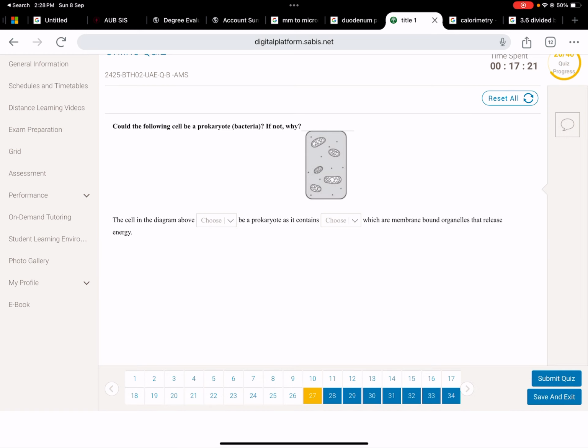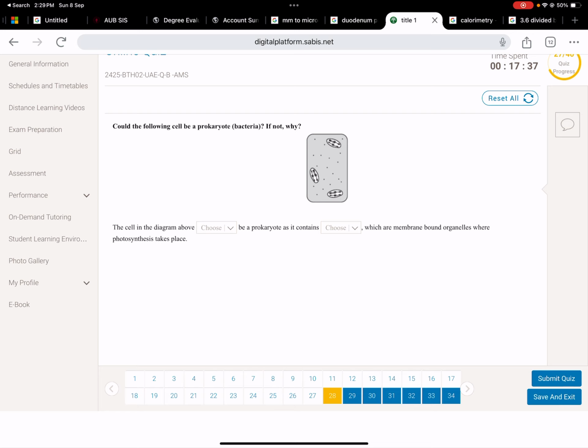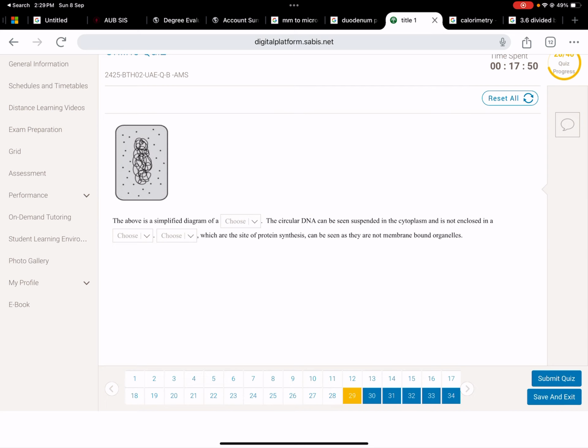So could the following cell be a prokaryote? Remember, what did we say about prokaryotes? Prokaryotes don't have a nucleus, and neither do they have membrane-bound organelles. So this cannot be a prokaryote. Why? Because it has mitochondria, and mitochondria is a membrane-bound organelle. The cell diagram also, it cannot be a prokaryote because they're telling us it contains membrane-bound organelles where photosynthesis takes place. Remember, chloroplasts. And remember again, chloroplasts are only found in plant cells and not in animal cells.